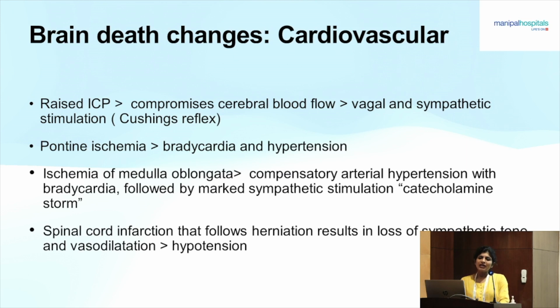So what happens in brain death is, basically there's raised ICP, which will reduce the blood flow. Initially you will see bradycardia, hypertension. Then as it progresses, there'll be some catecholamine storm, which can cause tachycardia, hypertension. And then finally you'll see vasodilatation, hypotension, bradycardia. So basically you'll see different instabilities. So that is what you see in the cardiovascular system.